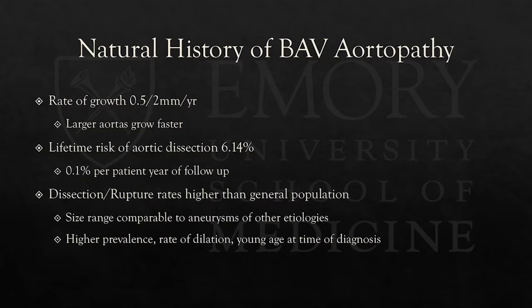So on average, the aortopathy associated with bicuspid aortic valve disease has a growth rate of about 0.5 to 2 millimeters per year. We know, pretty commonly, that larger aortas grow faster as a rule of Laplace's law. So in general, a 4 to 4.5 centimeter aorta may grow at 0.5 millimeter to 2 millimeters per year. But an aorta that's 6 centimeters in size is probably going to grow at a rate of 5 millimeters per year. So larger aortas grow faster.